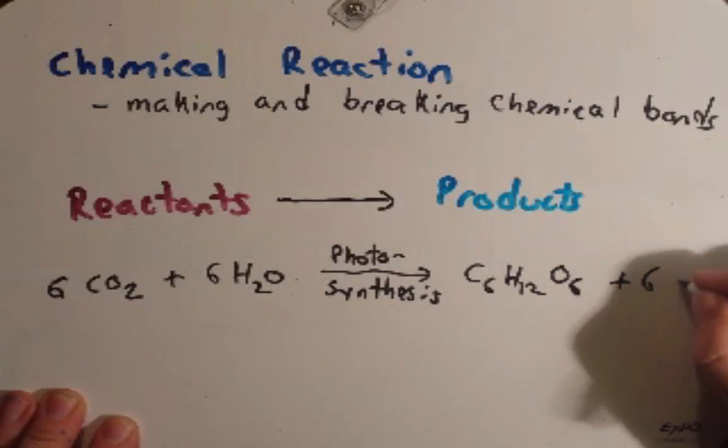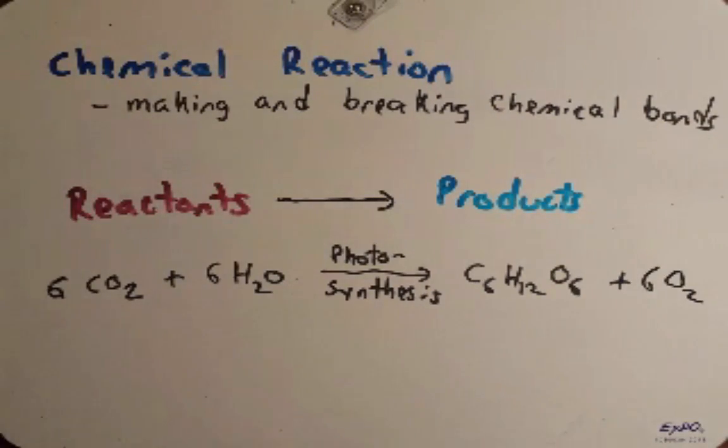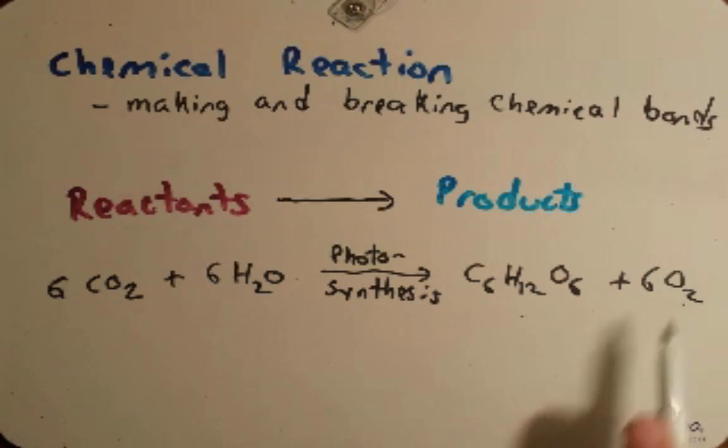plus 6 oxygen. You can count these up, the different carbons and oxygens and hydrogens on both sides, and you'll see that we have the same number. And that's because the number of atoms and the kinds of atoms don't change. They just get rearranged, going from carbon dioxide and water to a sugar and oxygen.